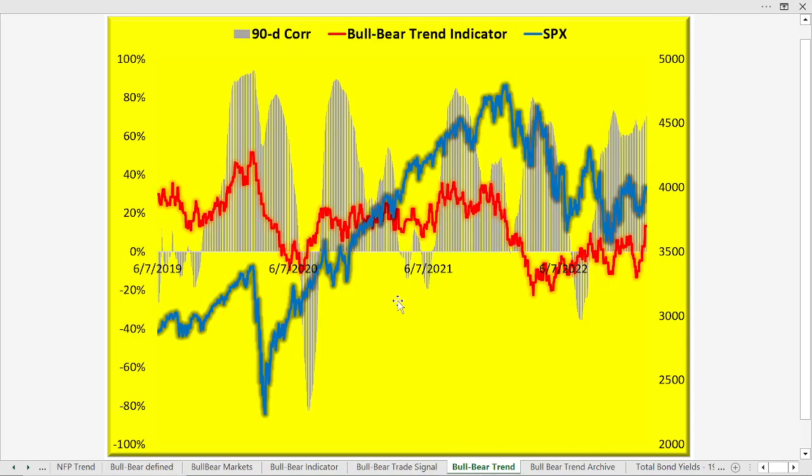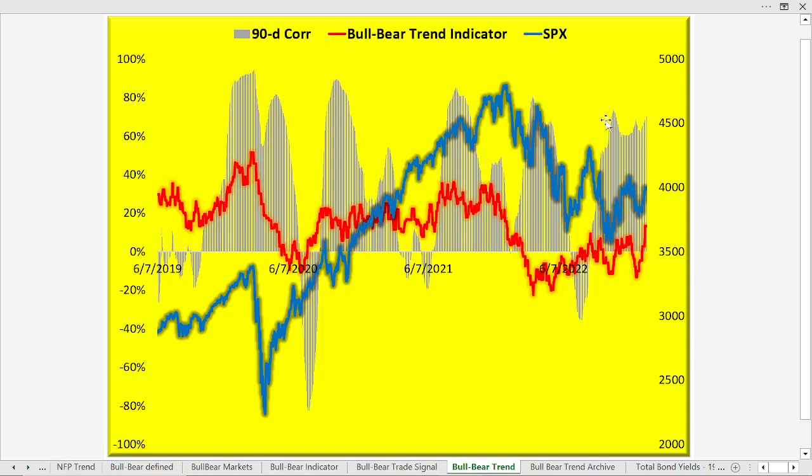Finally, we can take a look at the S&P 500. Again, that's the blue line. The red line is a bull-bear trend indicator. The gray histogram bars here show us the correlation over the past 90 days. It shows us how closely the S&P 500 is tracking to the bull-bear trend indicator. And we can see as of late, the 90-day correlations are sitting right around 70% or so, which is actually pretty high. A 100% correlation is a perfect relationship. That means when one stock goes up by 1 point, the other one also goes up by exactly 1 point. 70% correlation is still very high.